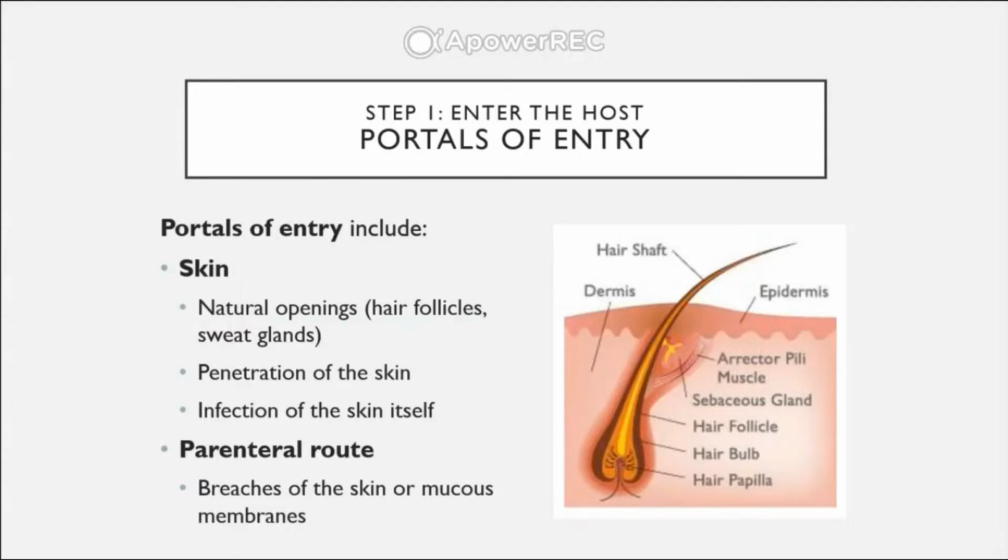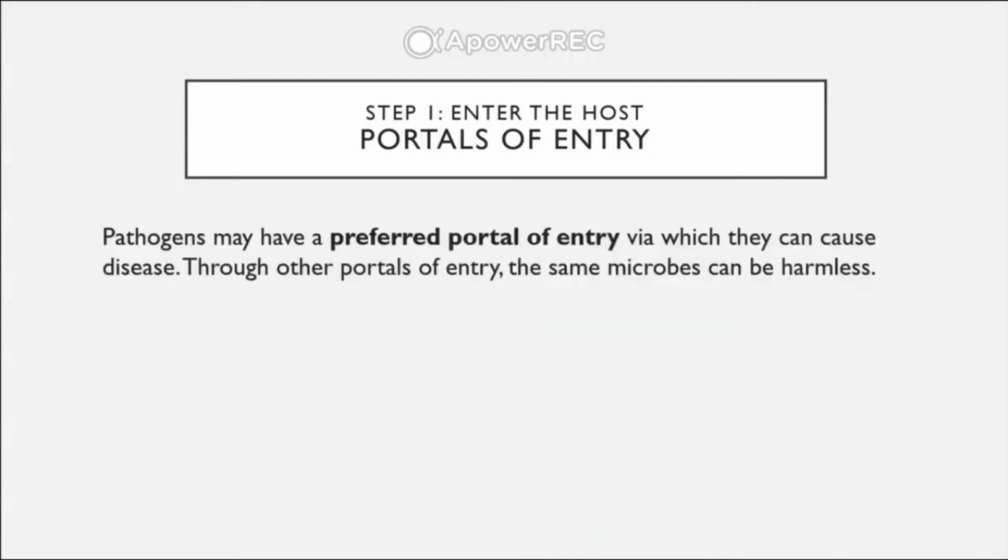And the parenteral route is defined as breaches of the skin or mucous membranes. Essentially what that means is wounds. If you have a cut on your skin or a tear in some sort of a membrane or something like that, that would be considered the parenteral route. Now, something important to keep in mind is that each pathogen has its own preferred portal of entry at which it can cause diseases. So through other portals of entry, the same microbes can actually be harmless.